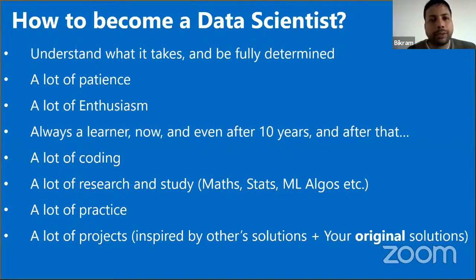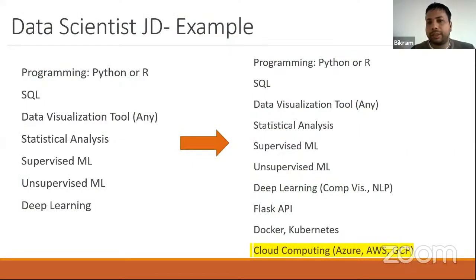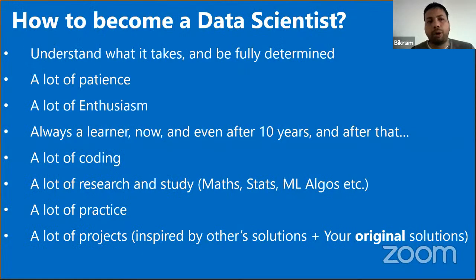Then how to become a data scientist? All these skill sets that we discussed, above and beyond, understand what it takes and be fully determined. You have to be fully determined to pursue a career in data science, and you can definitely make it. There is a little bit of a threshold in the beginning, but once you align yourself to it, you can definitely become a data scientist.